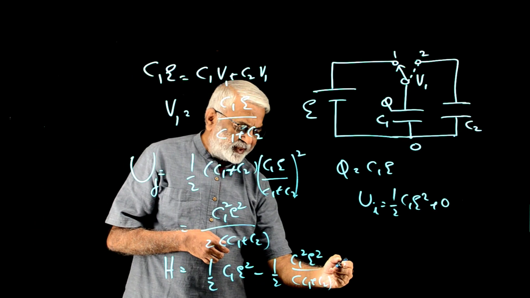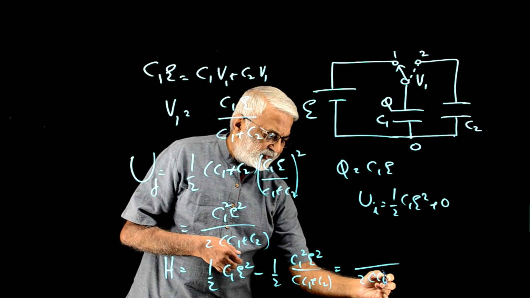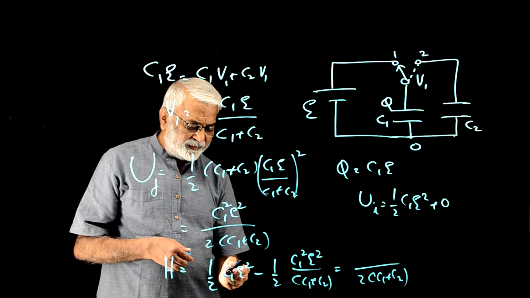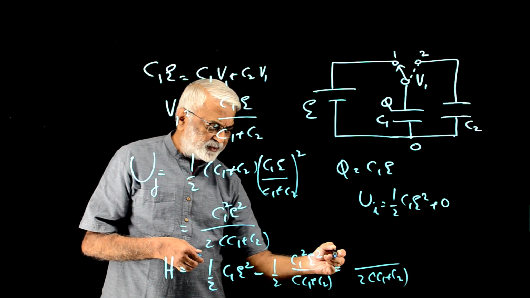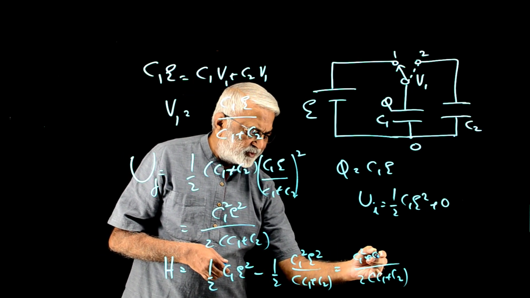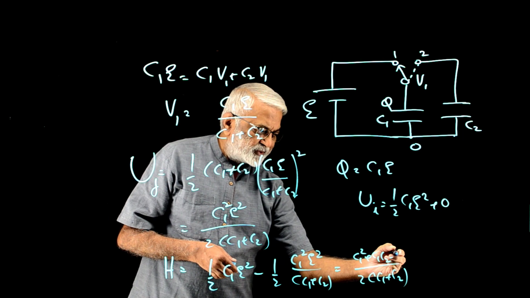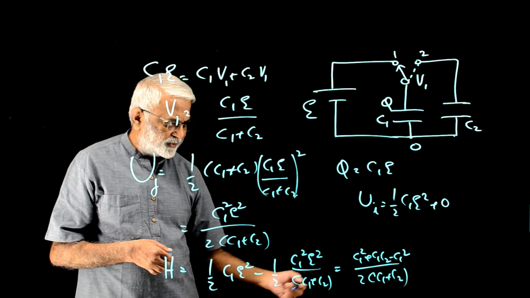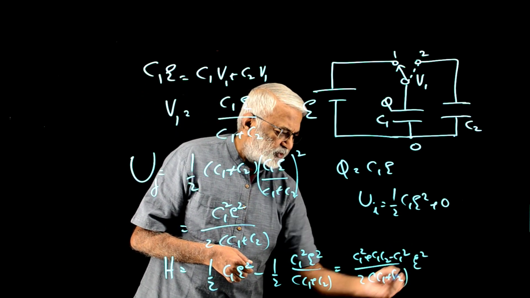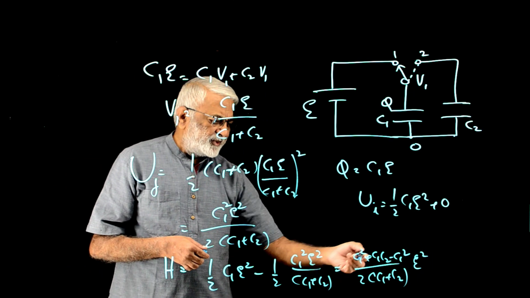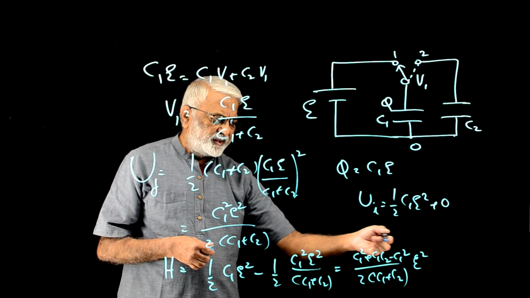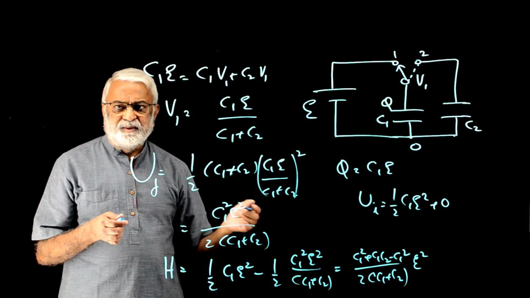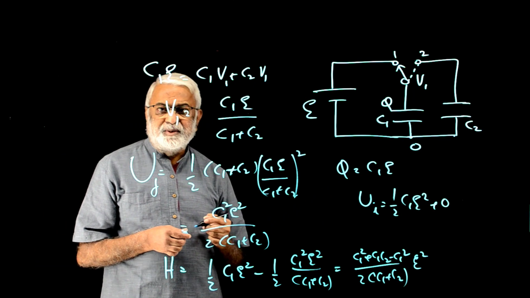You can simplify this. It's not too much work, I guess. This is 2 into C1 plus C2 in the denominator, and then C1 squared, multiplied out: C1 squared plus C1 C2, minus C1 squared. So it is C1 C2 into E squared, by 2 into C1 plus C2. It would have been a little easier if you made the capacitors C and C, and that would have given you a very simple result.